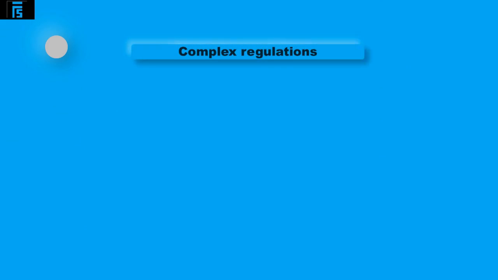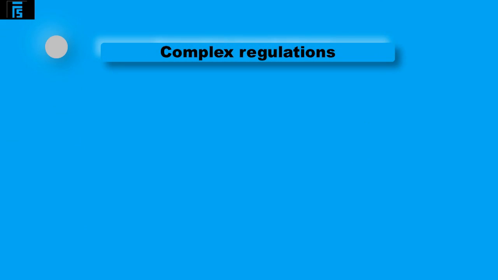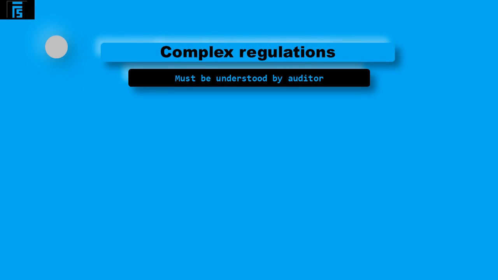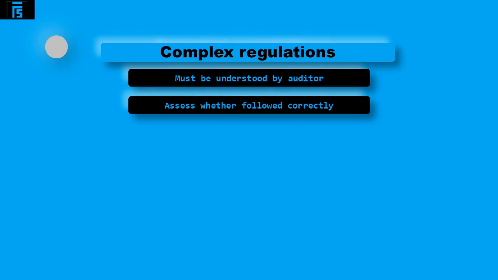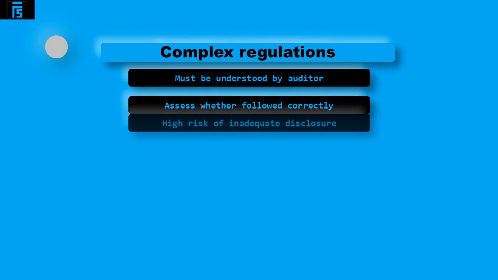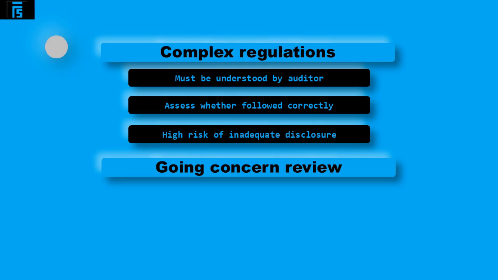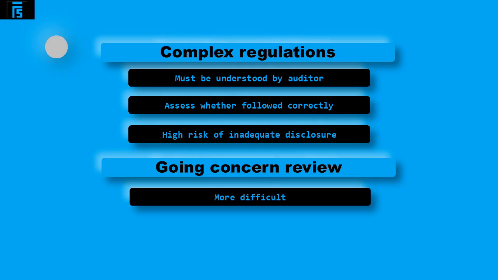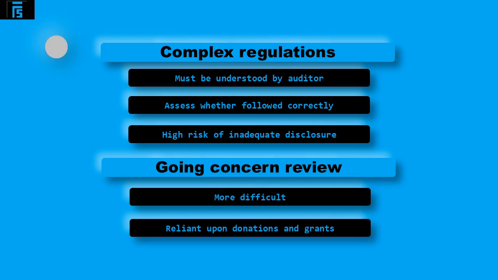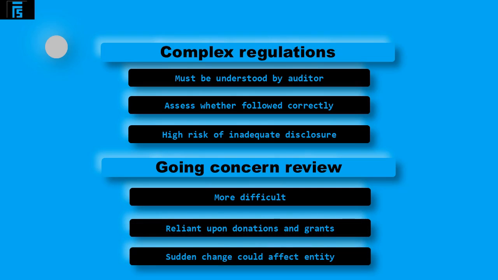They may have very complex regulations to follow. These must be understood by the auditor to ensure they can assess whether they have been followed correctly, and this increases the risk of disclosure notes being inadequate. The going concern review is more difficult. As there is often reliance on donations and grants for income, external factors are very important in assessing the survival of the entity. Any sudden change in circumstances could affect the entity short term.